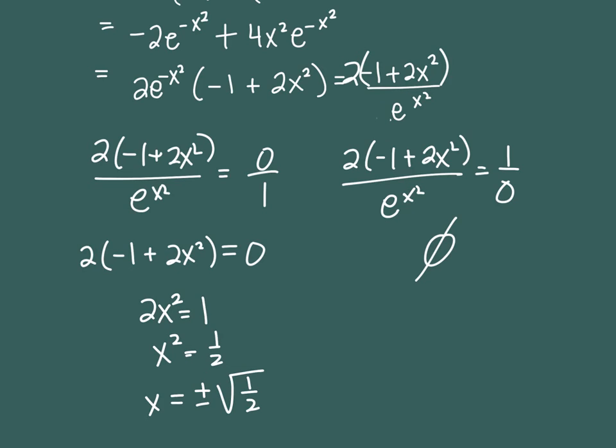So then you're going to make your chart. You're going to use the 0 from the top, the first critical point, and you'll use these two, and you'll make your chart to find out if it's increasing, decreasing, concave up, or concave down.